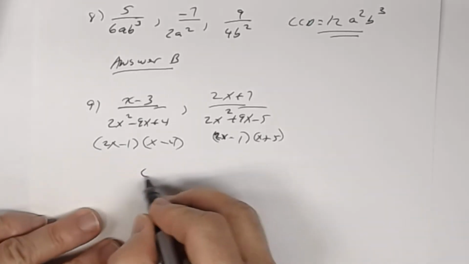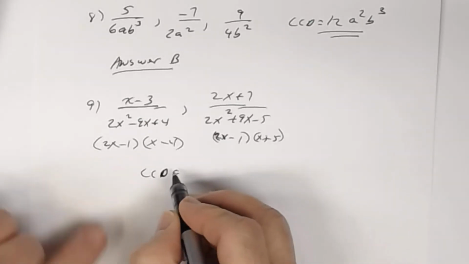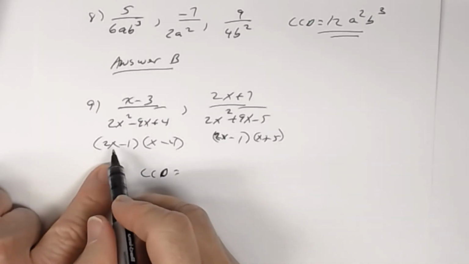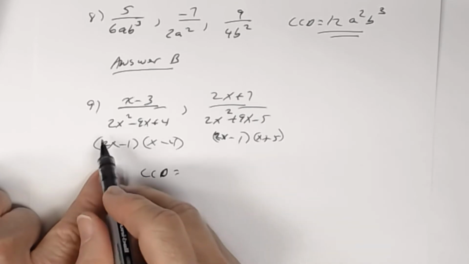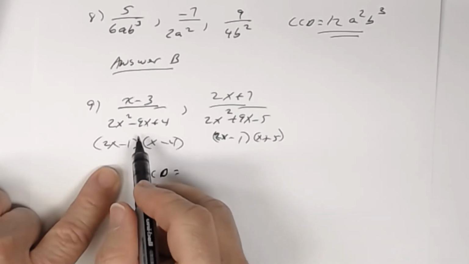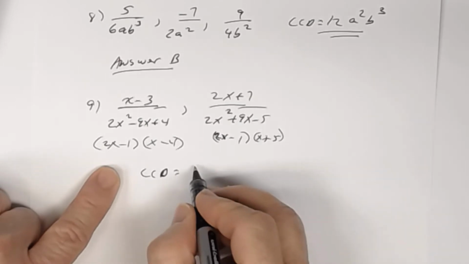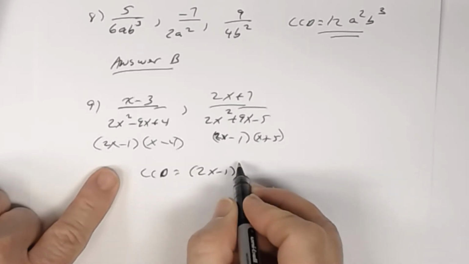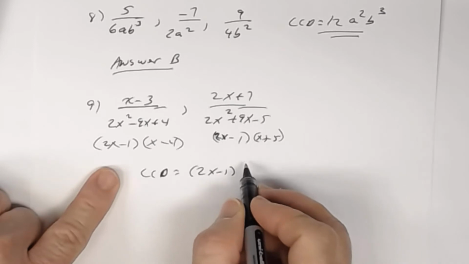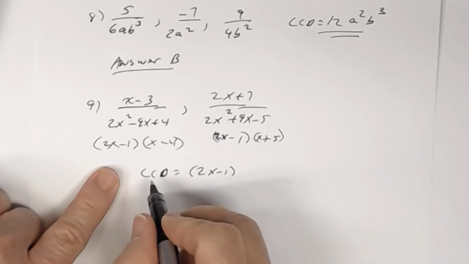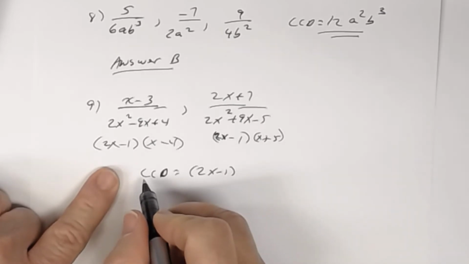So your least common denominator must include every factor you see. So I have 2x minus 1 occurring as a factor here. No, there's only one factor. And then 2x minus 1 occurring as a factor here, so I can only use one of them. If you put 2, don't make the mistake and put 2. It's no longer the least. You must write the least common denominator, not just any common denominator.